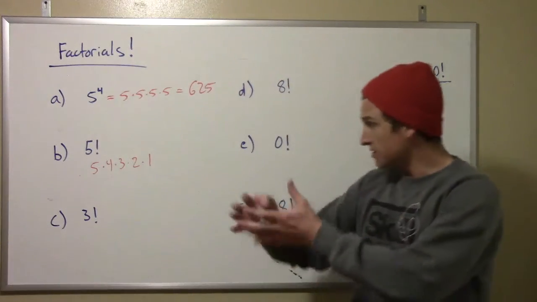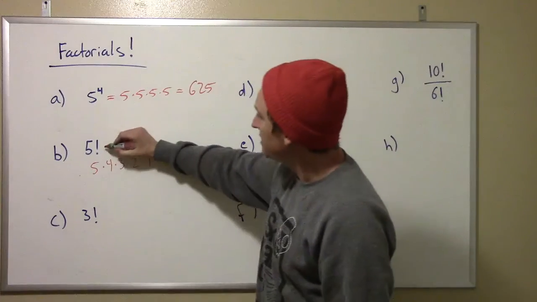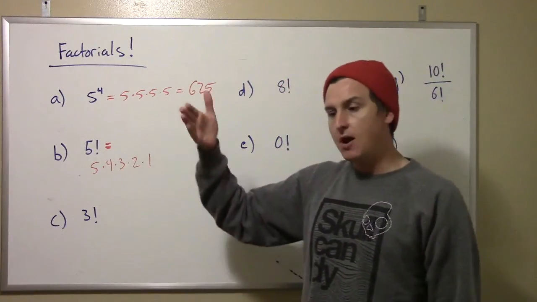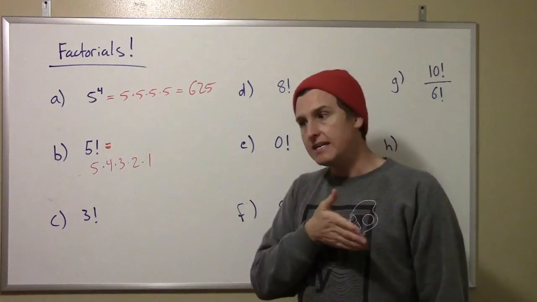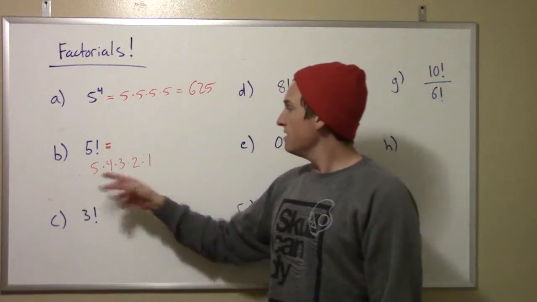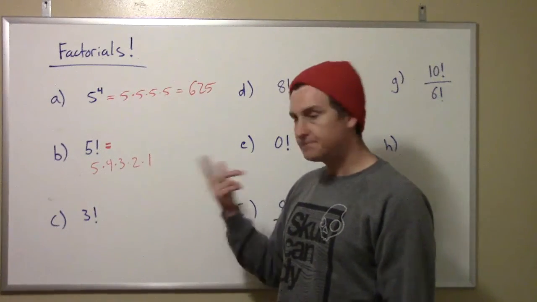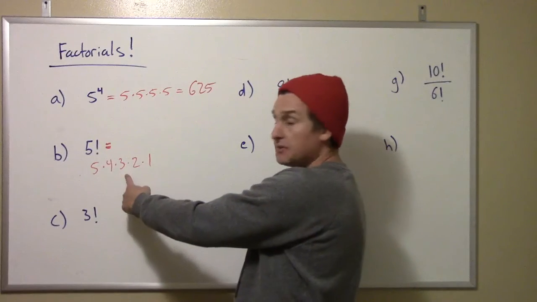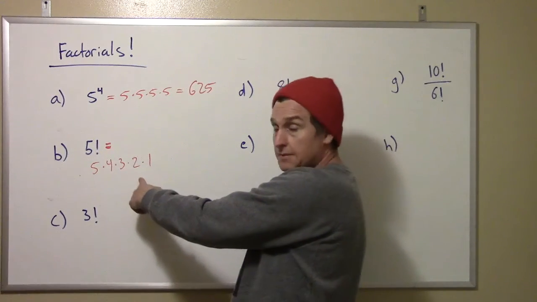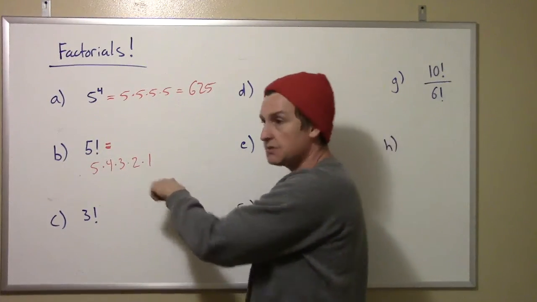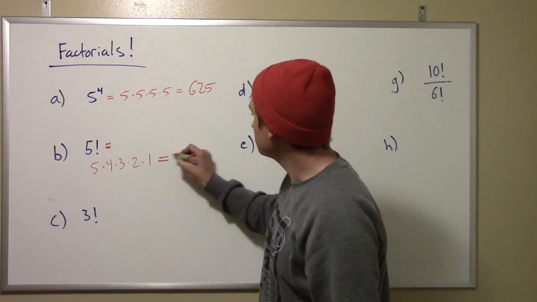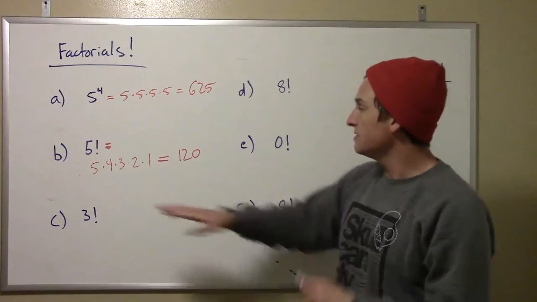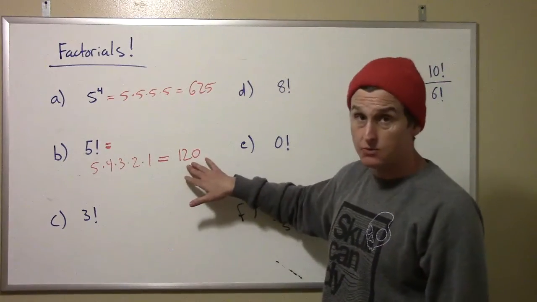So it's a product. You can expand it out just like we can do up here, okay? But what it means is start with 5 and multiply it by all the integers that are below it until you get all the way down to 1. 5 times 4 times 3 times 2 times 1. Okay, and we can figure out what this is. 5 times 4 is 20, right? Times 3 is 60. Times 2 is 120. Times 1 is 120.